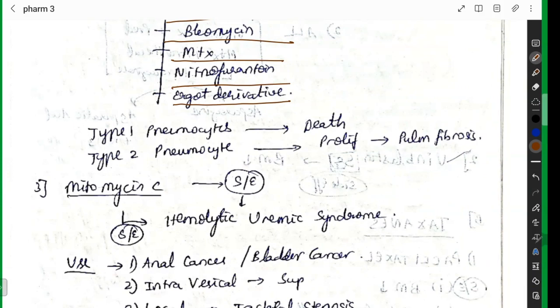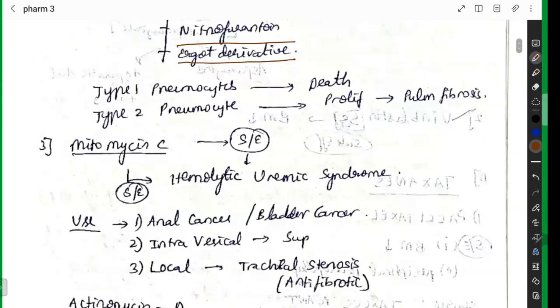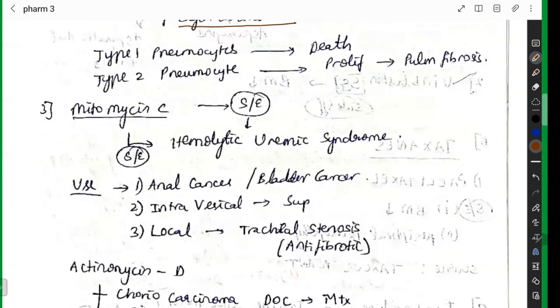So what are the side effects of it? The side effect is hemolytic uremic syndrome. What is hemolytic uremic syndrome? Where we read hemolysis, it is going to cause intravascular hemolysis. That is going to be hemolytic uremic syndrome.